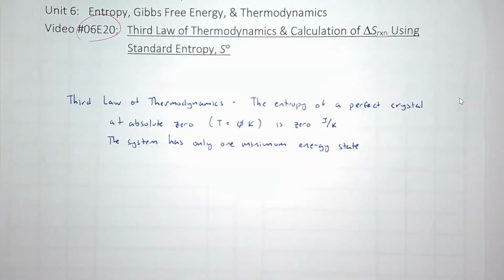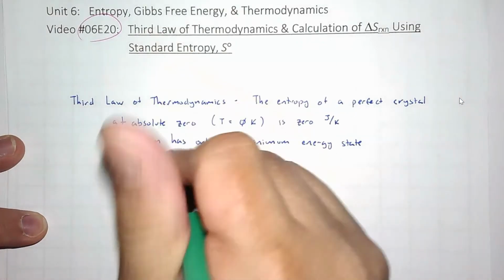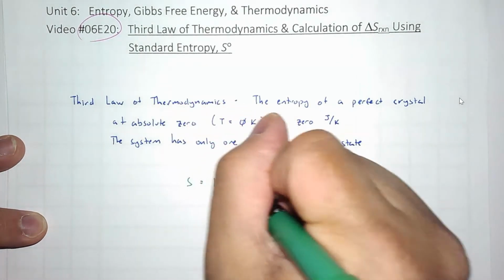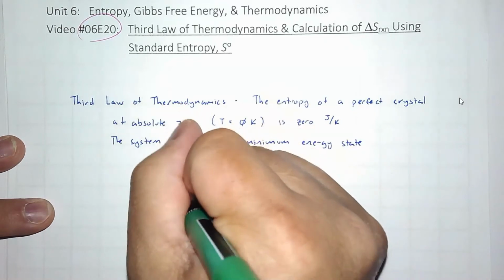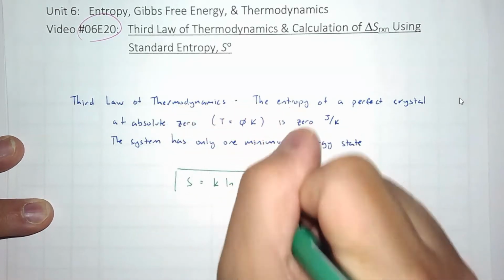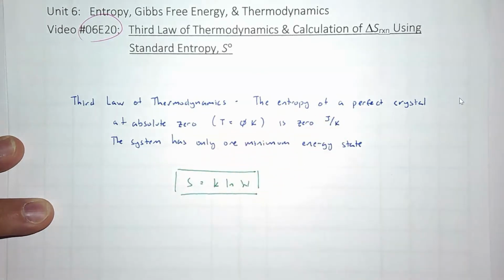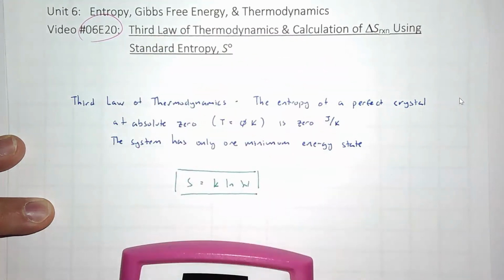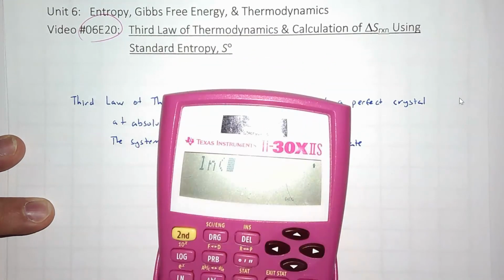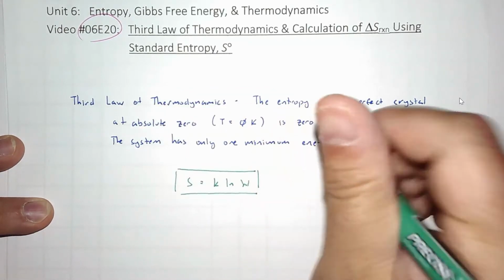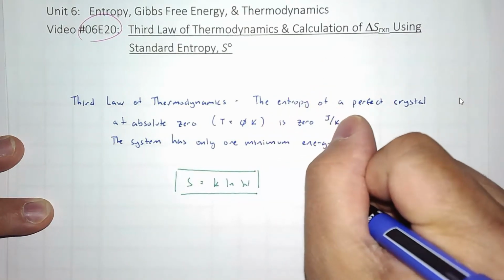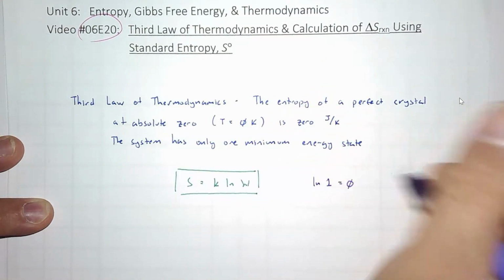Do you remember the equation S equals k ln of W? The Boltzmann equation, right? And then ln of that one microstate equals 0. I'll just put that off to the side. Ln of 1 equals 0.